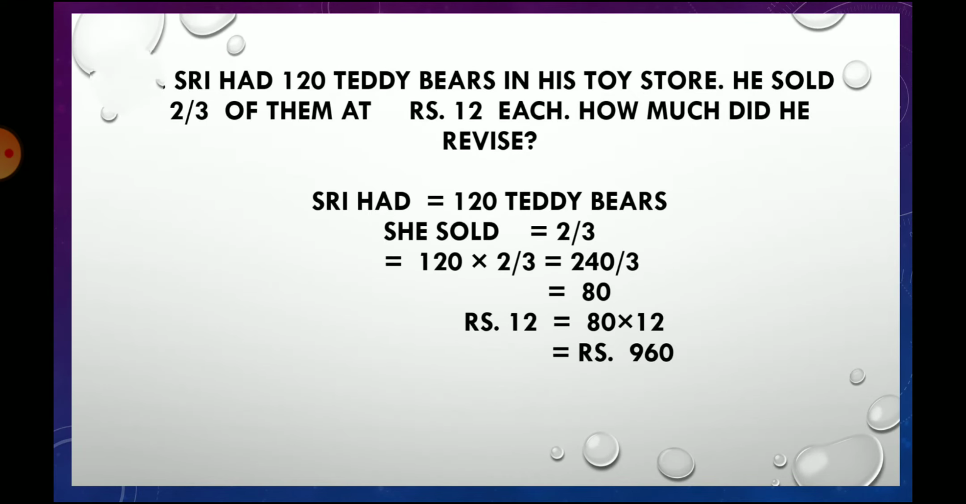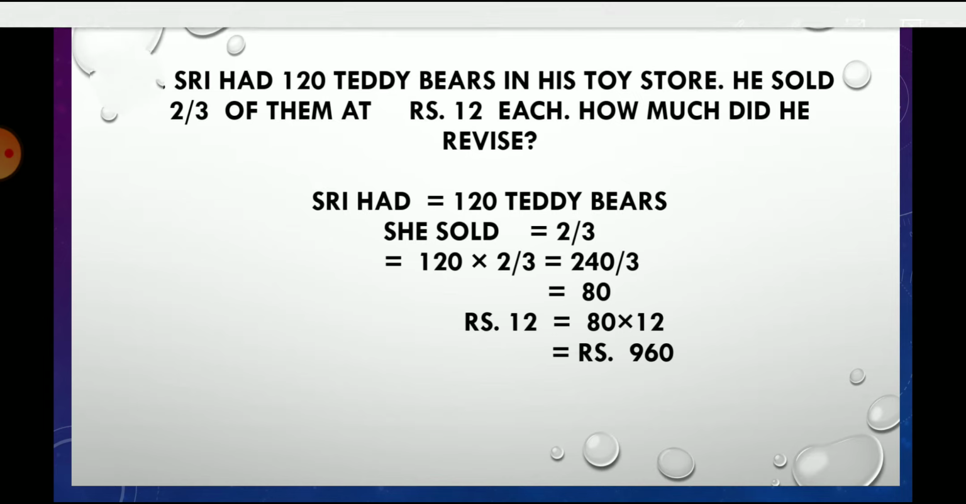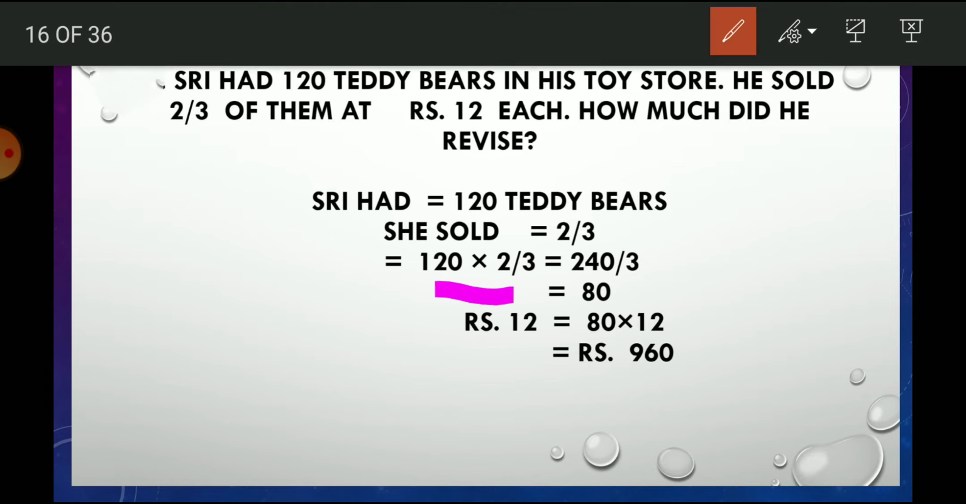So then Sri had 120 teddy bears in his toy store. He sold 2 by 3 of them at rupees 12 each. How much did he receive? Sri had 120 teddy bears, right? He sold how many of them? 2 by 3. So 2 by 3 of 120. Okay. So 120 into 2 by 3. Here I just multiply 120 by 2, after that divide by 3.